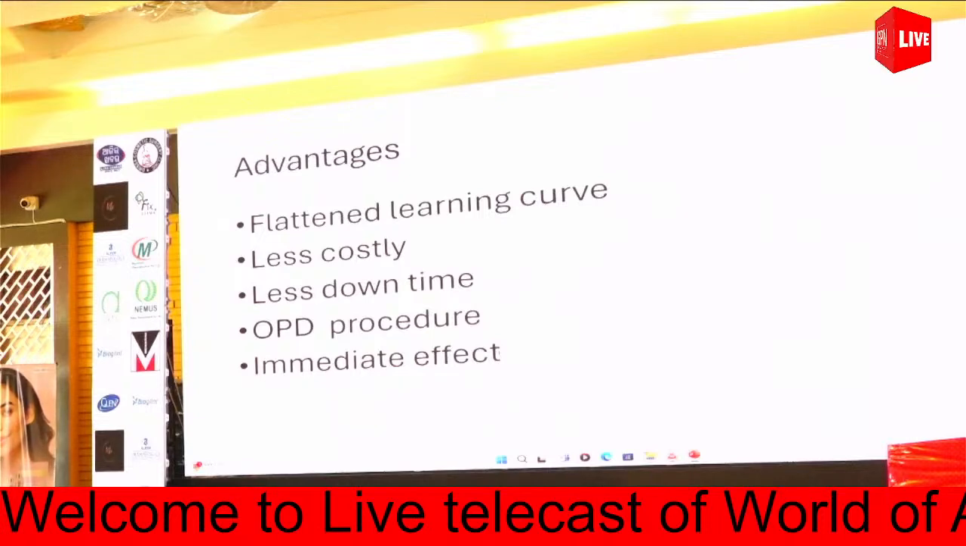The most important is this. It is an OPD procedure. The patient comes in the morning, by evening they can go home, and he can take rest at home and join his work. In today's world of work from home, they can perform their official duties also. It gives us a very immediate effect.